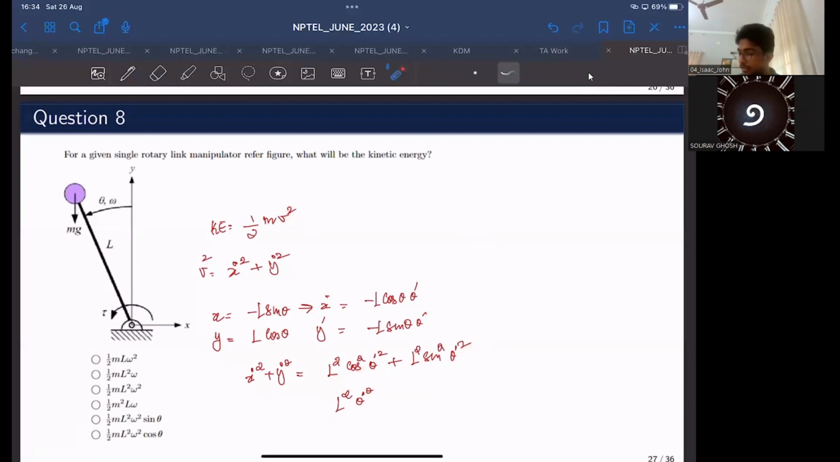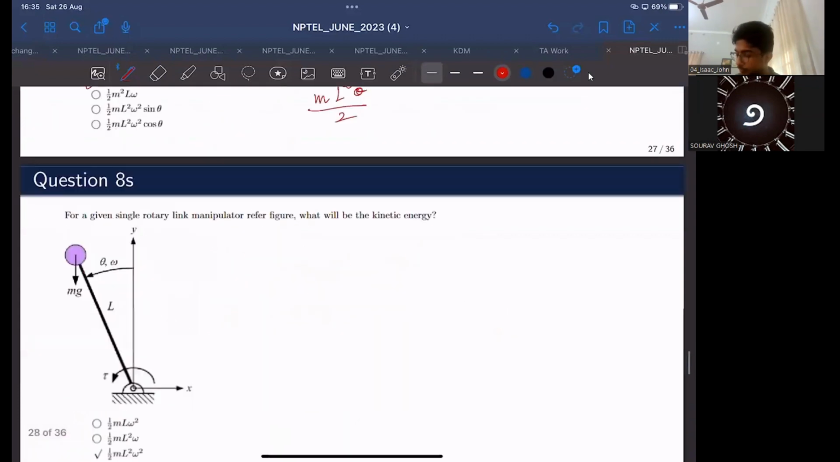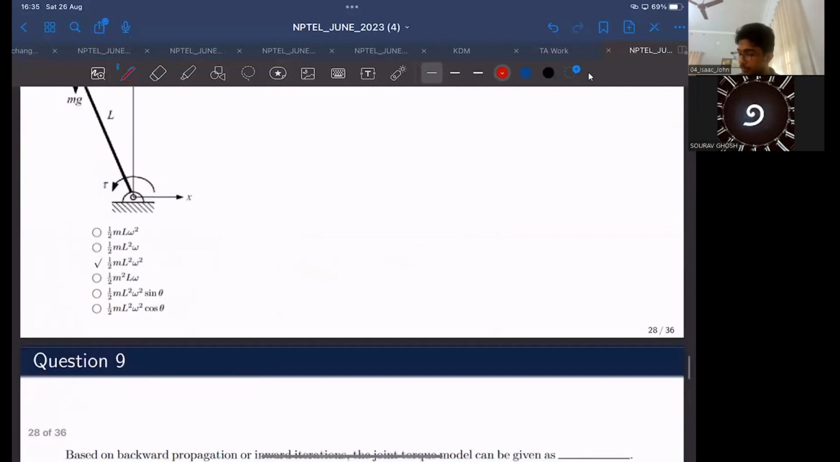Right? So the remaining term is m by 2. So this would be the answer. And theta dot is nothing but omega. They have chosen to give it as omega instead of theta dot. So in that regard, the correct answer would be ml square omega square. I guess this is the answer, right? No, sorry, that is ml omega square, I guess. This is the correct answer. Option C. Yeah, option 3. Thank you. That is indeed the correct answer.